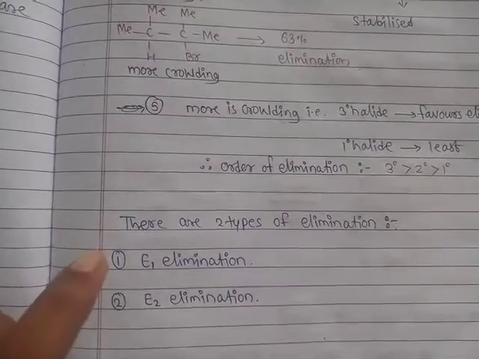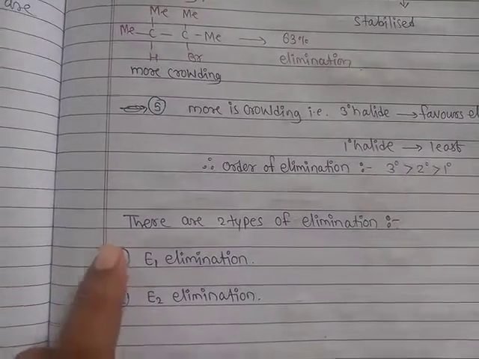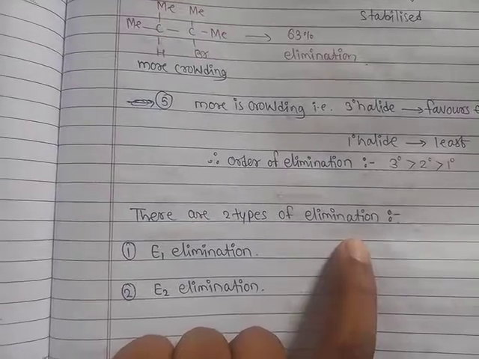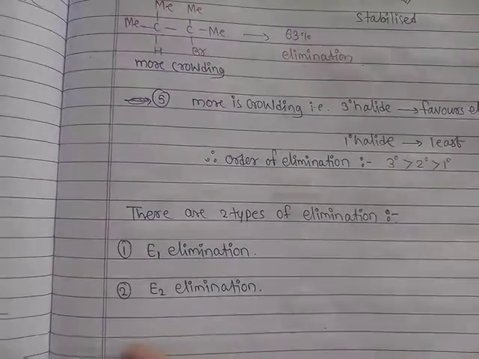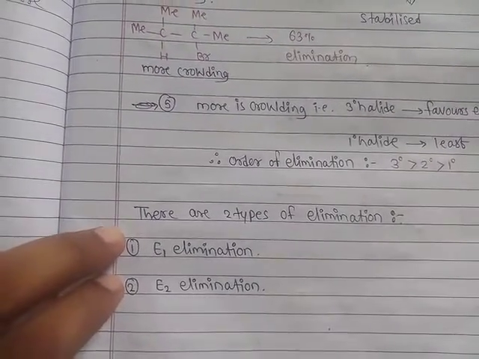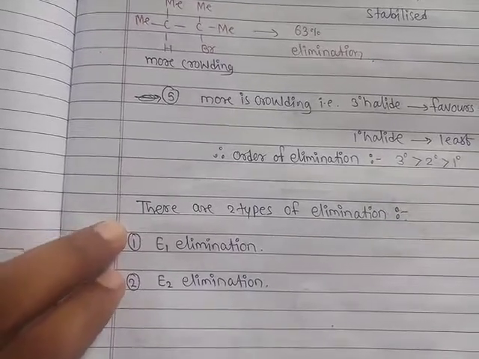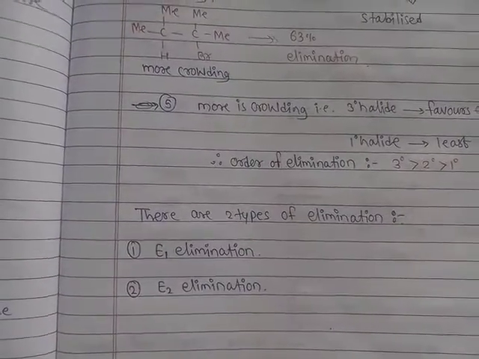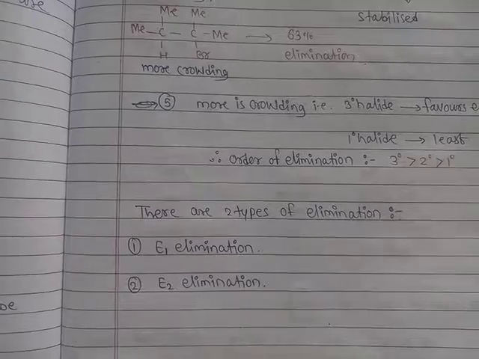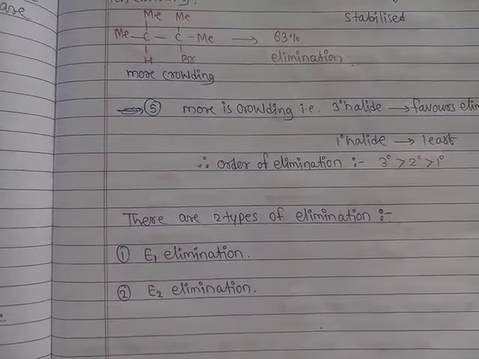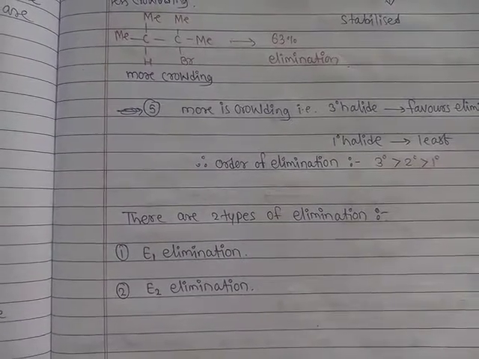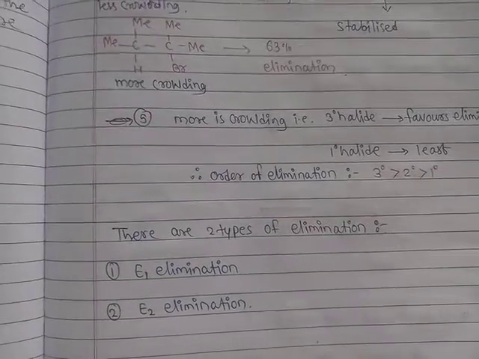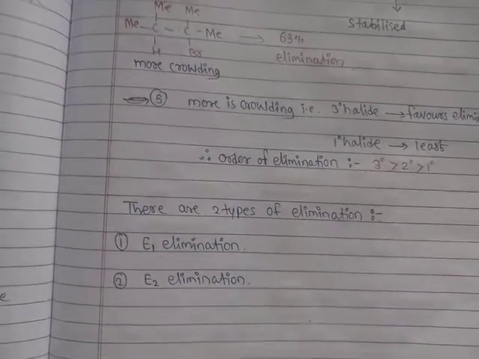Friends, after the completion of this point, we will see the types of elimination. There are two types of elimination: one is E1 and the other is E2. Two types of elimination are generally possible. We will see that point in our next video lecture.